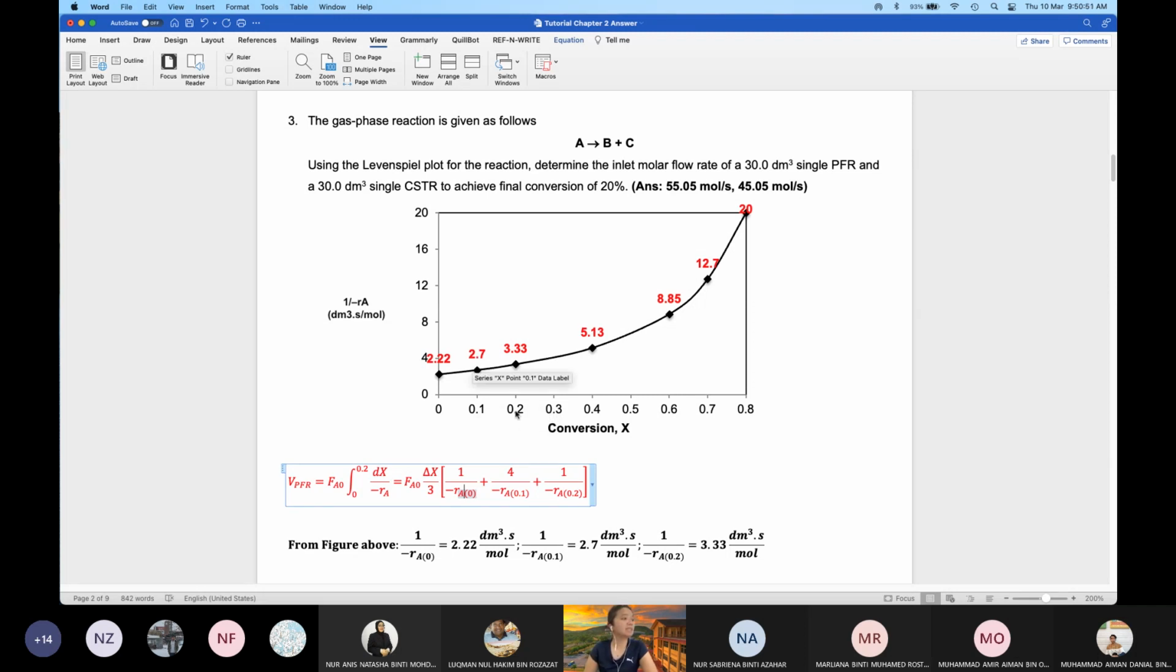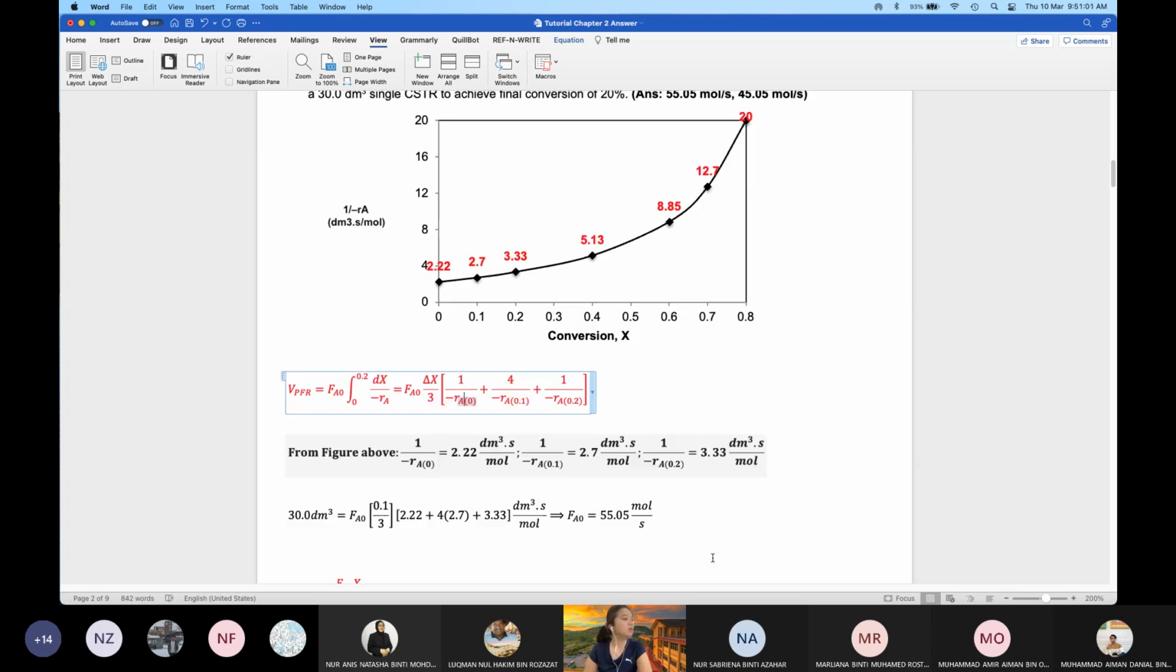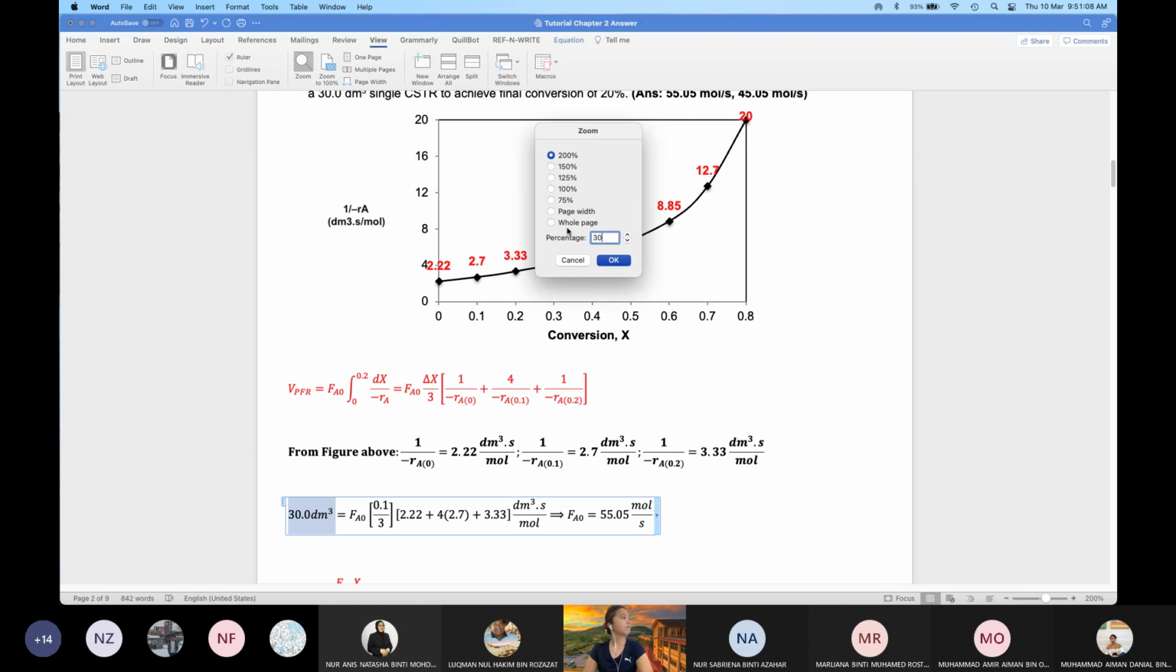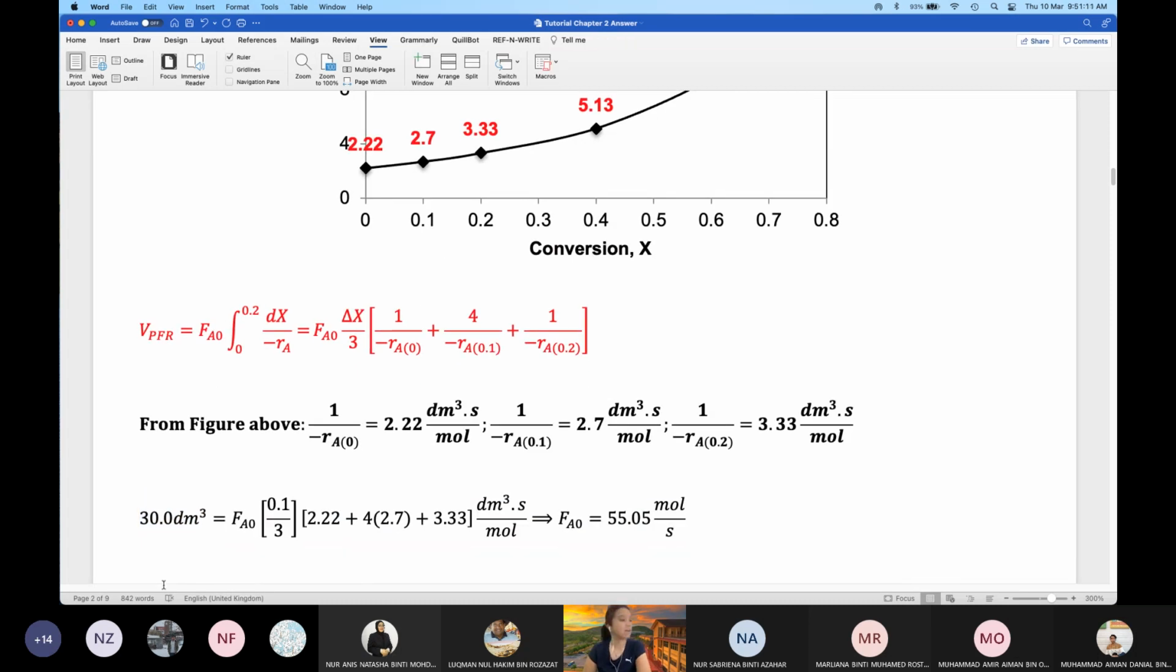Next, when my X is 0.2, 1 per minus RA is 3.33. So you look from the plot, you get the value, you just substitute inside. So volume of my PFR is 30 dm³.